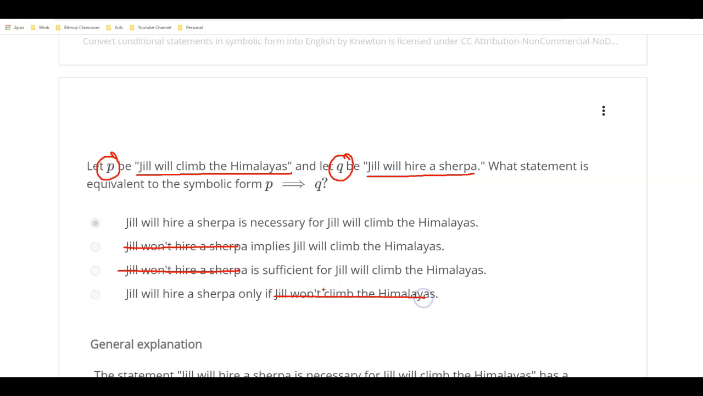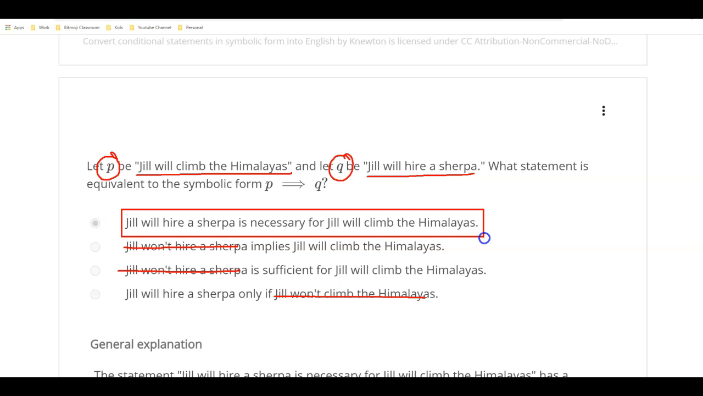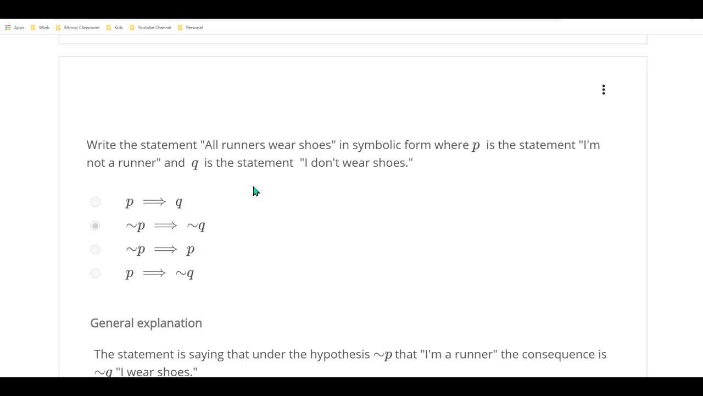Won't climb, nope. My only option that I'm left with is: Jill will hire a Sherpa if necessary for Jill will climb Himalayas. There you go. So keep it simple all the time. Let's take a look at the next one. Let's take a look at this problem here.